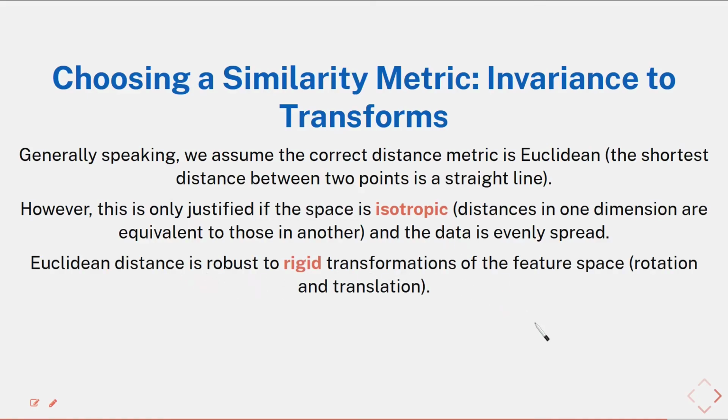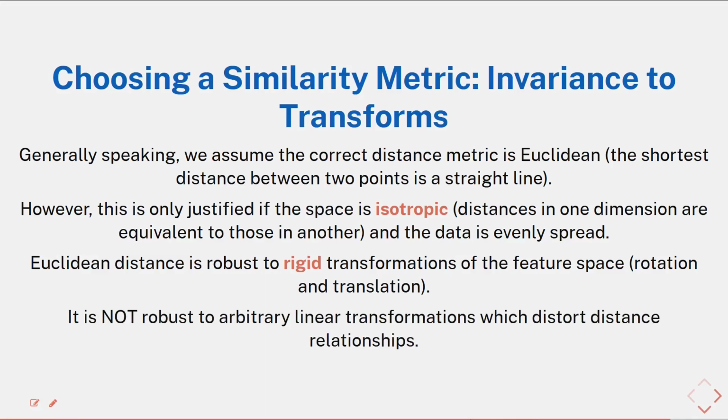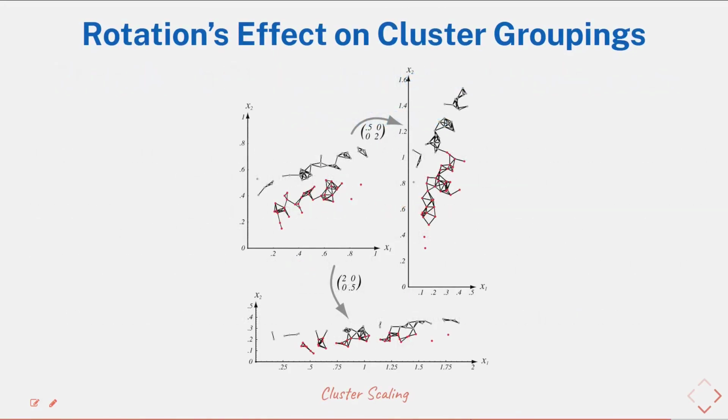The Euclidean distance is robust to rigid transformations of the feature space, like rotation and translation, which is good, but it's not robust to arbitrary linear transformations, which can distort distance relationships. Right? And this figure from the book kind of illustrates that. So in this case, you have linear transformations of each feature separately, using a distance metric to define your clusters, and you end up with two very different clusterings from one another and very different from the original feature space. So when you're defining your cluster memberships using distance, you have to make sure that the features are scaled the same way.